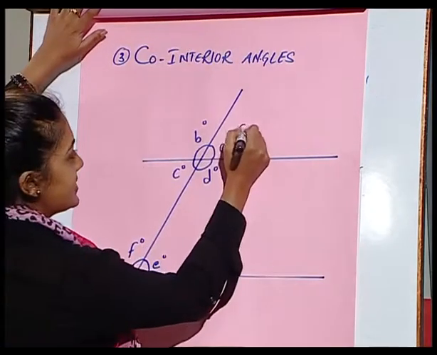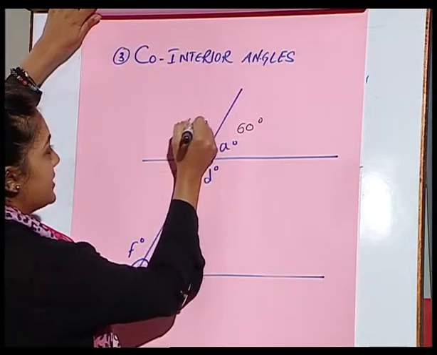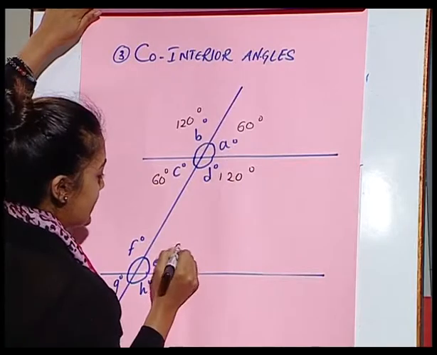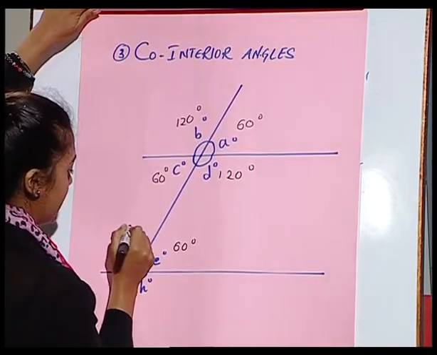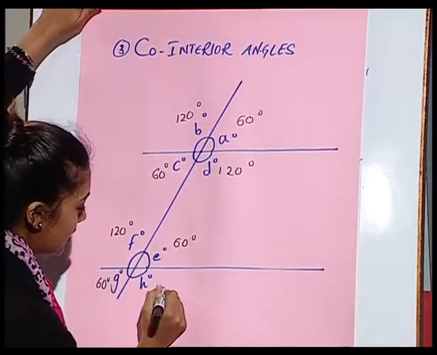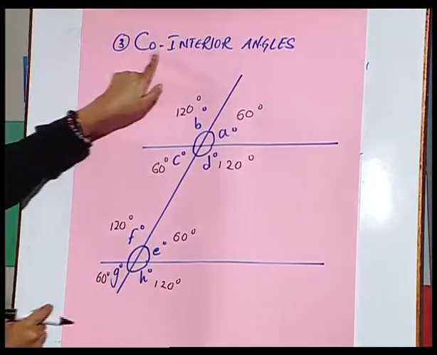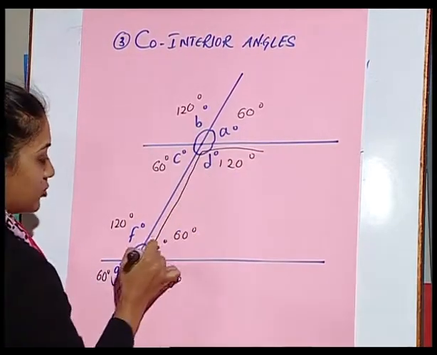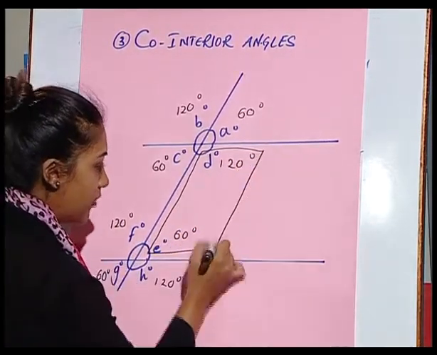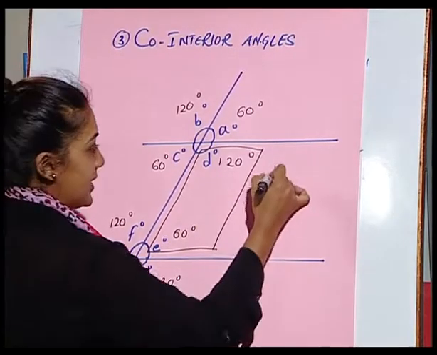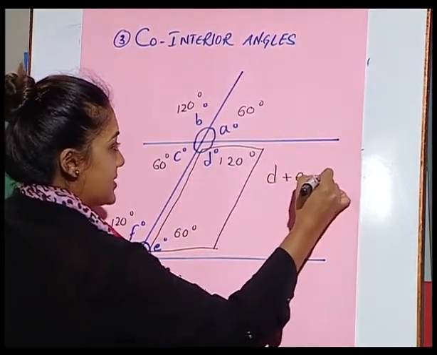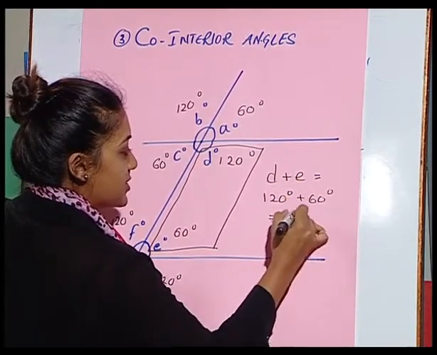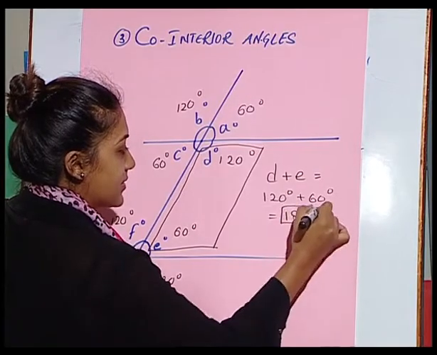We had 60 degrees, 120 degrees, 60 degrees, 120 degrees, 60, 120, 60, 120. We are going to learn about co-interior angles. Now, let's have a look. What is the sum of these two? D plus E is equal to 120 plus 60, which gives us 180 degrees.